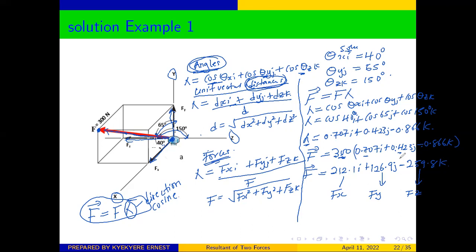In our next problem, follow us. We are going to solve the direction cosine using distances.